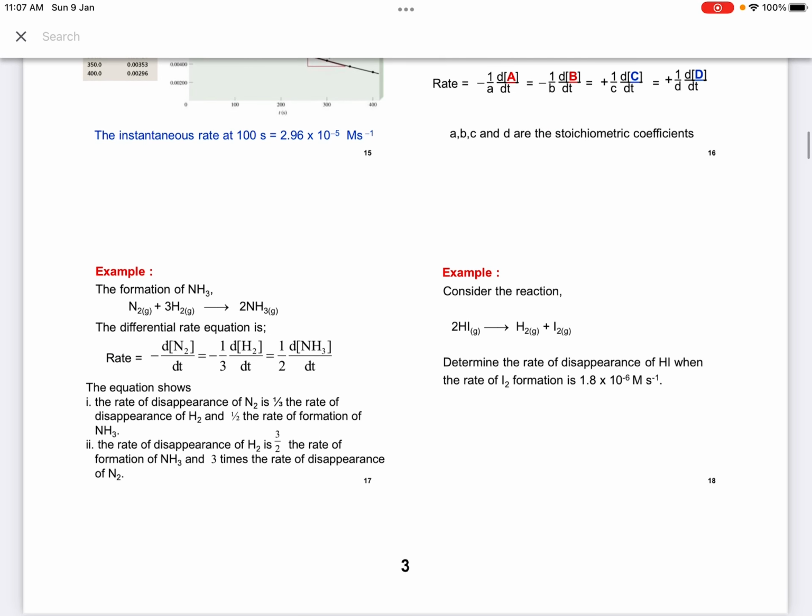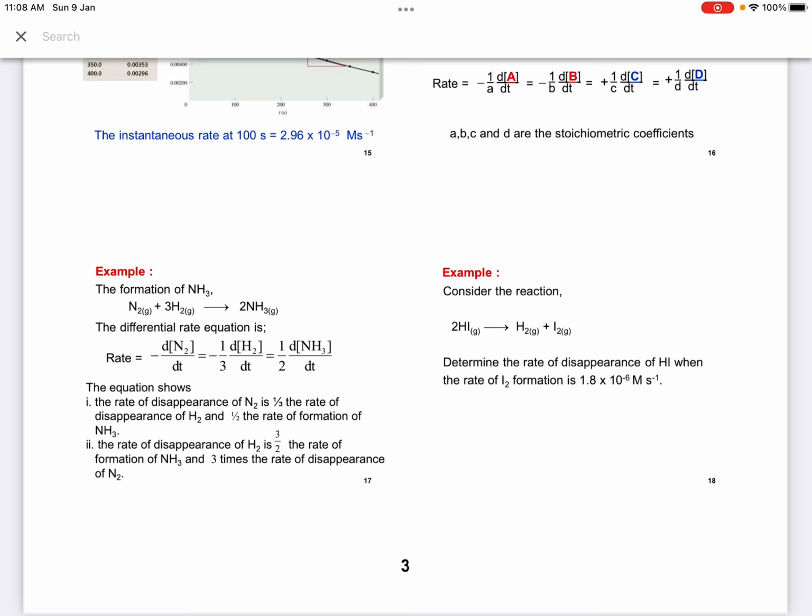So for example, the formation of ammonia: N2 plus 3H2 produces 2NH3. So the differential rate equation: negative 1 over 1, normally we don't write, because 1 over 1 equals 1. So negative d[N2]/dt equals negative 1 over 3 d[H2]/dt equals plus 1 over 2 d[NH3]/dt.